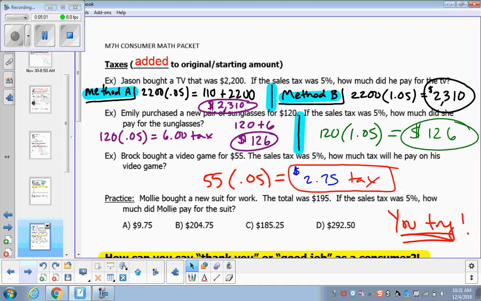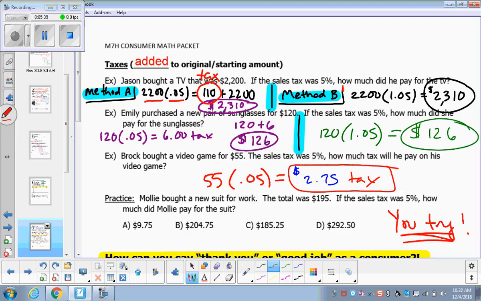For the first question about Jason, I'm actually going to explain two methods. If there's a TV that costs $2,200 and there's a 5% tax, for method A over here, we can simply multiply the subtotal by the tax percent. Then we get that we'd owe $110 in tax. We add that to the $2,200 and we get $2,310 for the total price of the TV.